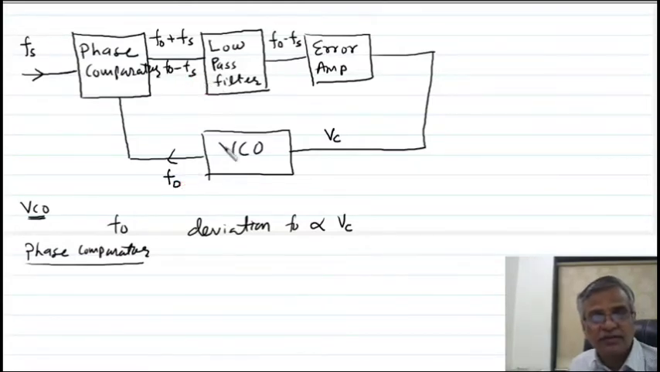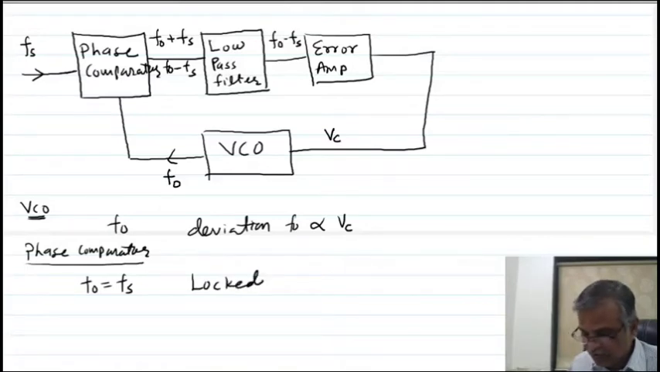When FO is equal to Fs, then it is called PLL is locked. Try to understand what I am telling you. Once FO is changing, this process will continue. In every cycle, FO will be changed, and the VC voltage tries to reduce the frequency difference between Fs and FO. When FO is equal to Fs, you can say the circuit is locked.